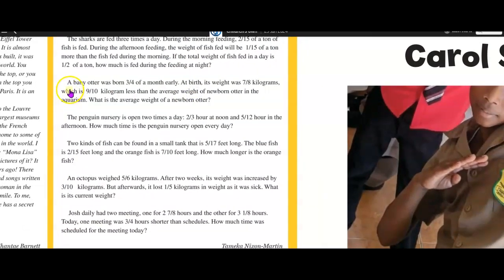Interesting scenarios here. A baby otter was born 3/4 of a month early. At birth, its weight was 7/8 of a kilogram, which is 9/10 of a kilogram less than the average weight of a newborn otter in the aquarium. What was the average weight of a newborn otter? Good questions.